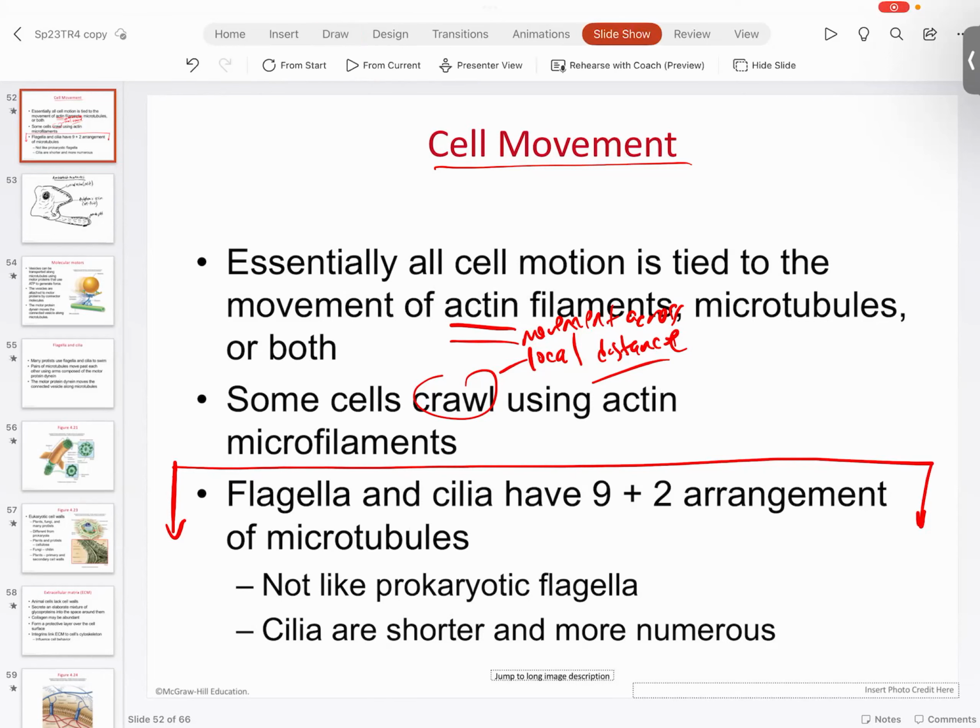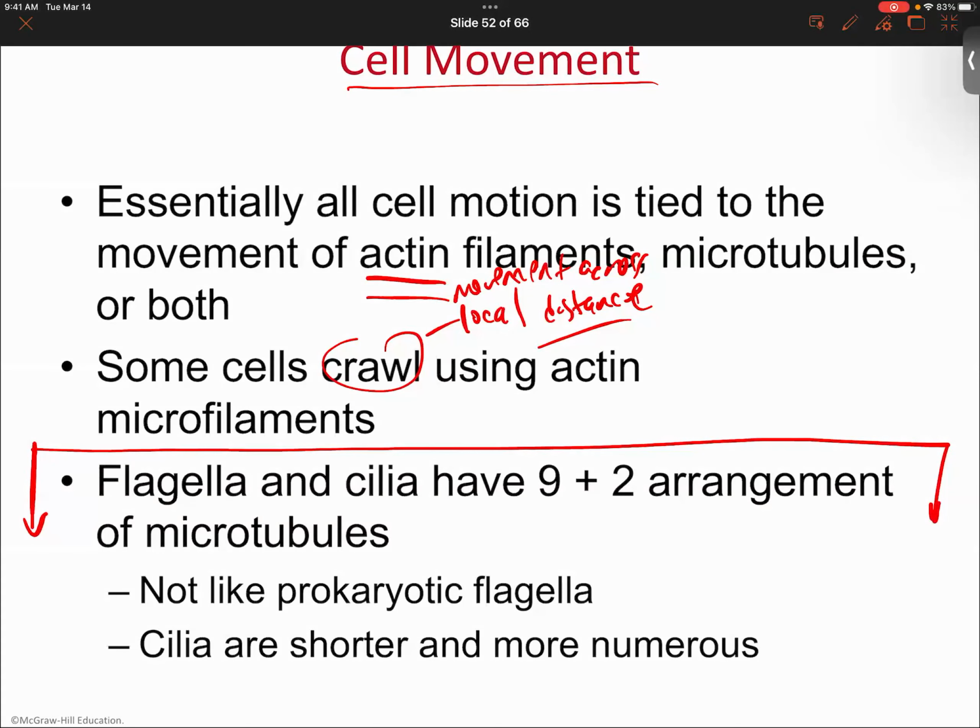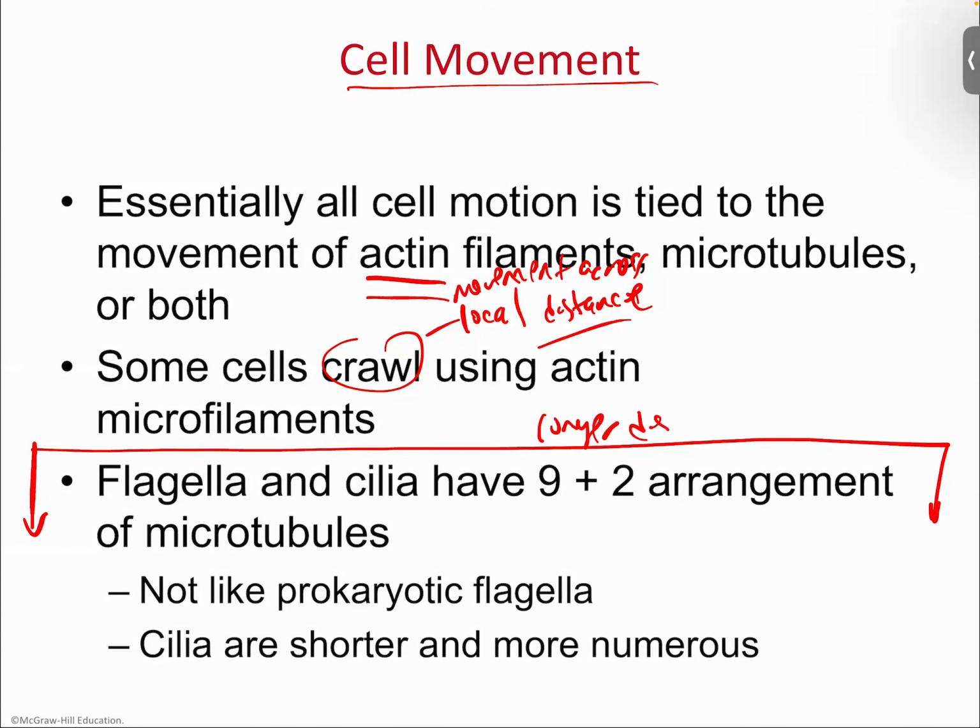Okay, so let's go ahead and take a look at what if you have to do longer distances? Well, then you have to basically have a different system, and we do. So for longer distances of movement, we use what's called flagella and cilia. A flagella is kind of a long whip-like structure. Cilia basically are kind of short hair-like structures, but they have the same microtubule structure, what's called the 9+2 arrangement of microtubules. We're going to take a look at that structure here in just a second, and we're going to see how you can actually get movement from the mechanism of the flagellum.